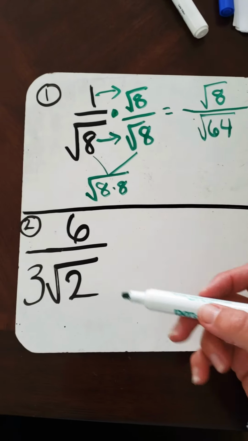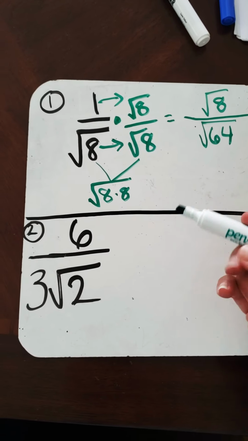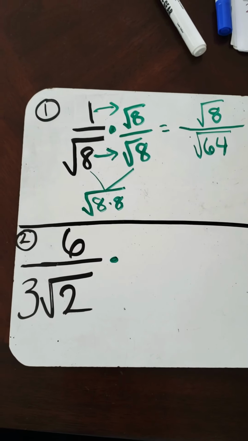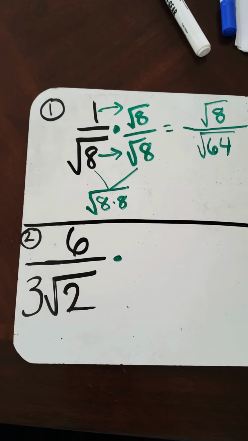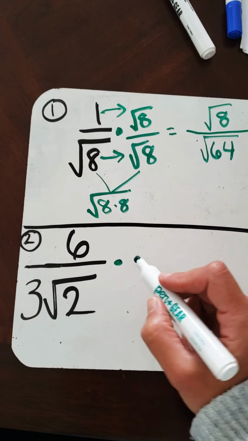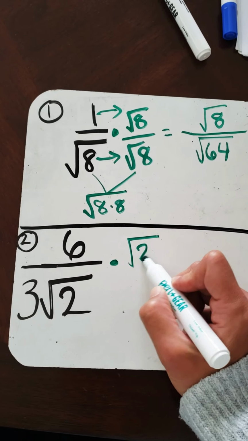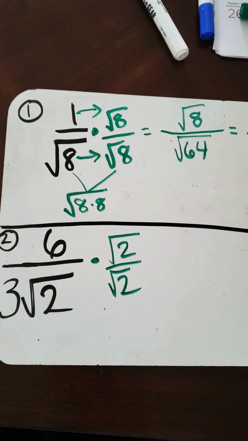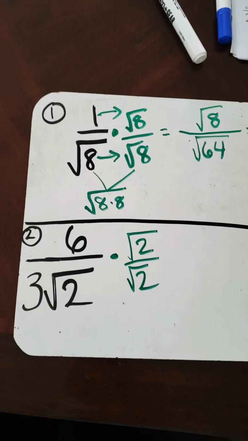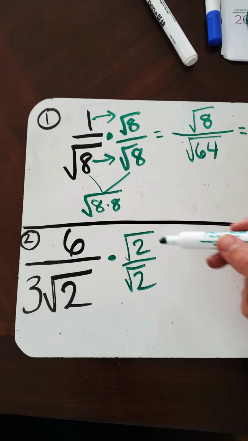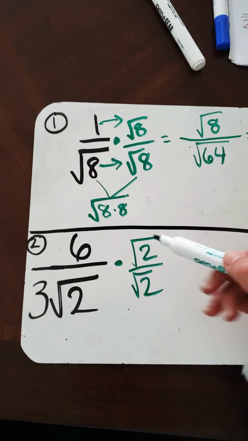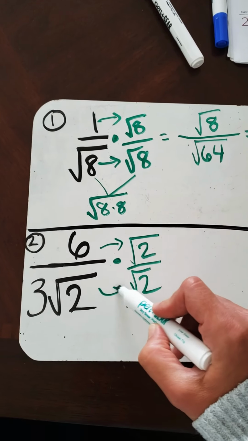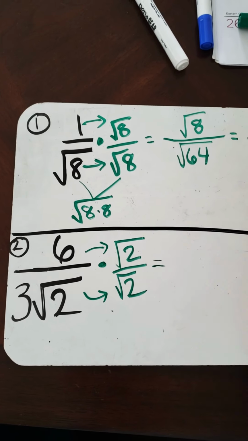Again, I have a square root of 2 in the denominator, and we can't have that. So I am going to multiply whatever square root is in the denominator by both my top and bottom. So I'm multiplying the square root of 2 over the square root of 2. As you can see, that is really just multiplying by 1. Again, you're just going to multiply straight across like we multiply fractions.